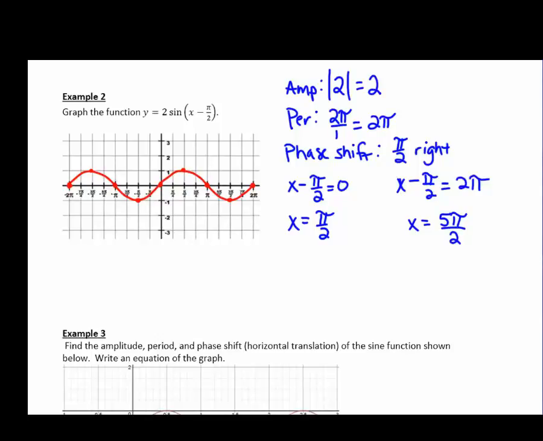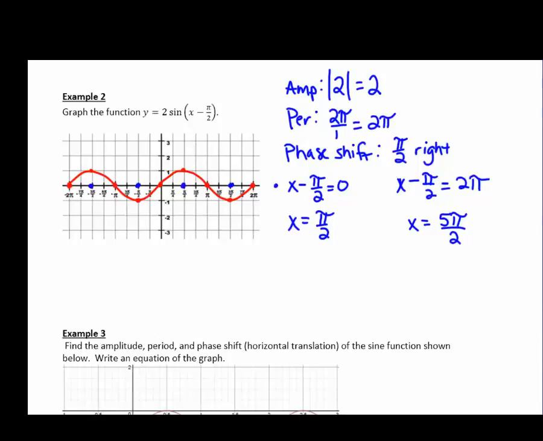Okay, so now we're going to graph this transformed sine curve. We know that we're stretching it by 2 units. Our period is still 2 pi, and we have a phase shift of pi over 2 to the right. So we're going to take this point at the origin and shift it over to the right by pi over 2. Then we can take each of our x-intercepts and shift them all to the right by pi over 2.